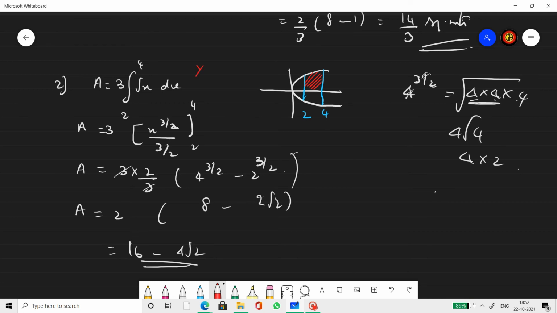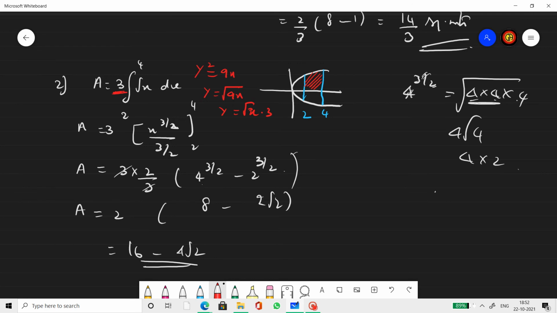y square equal to 9x. So what is y? y is equal to root over 9x, so y is equal to 3 root x. So root x will be integrated, and 3 will be taken out of the integration. The limit will be 2 to 4. Integrate and apply the limit values.